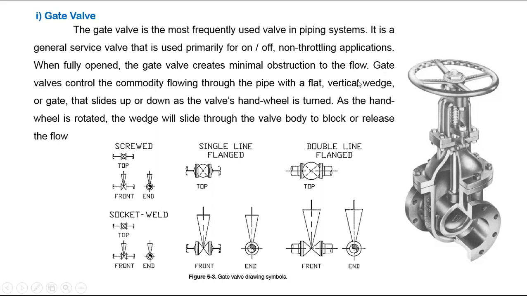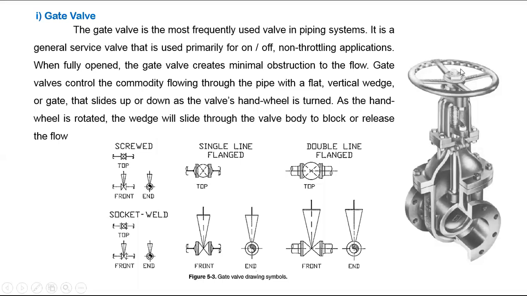Gate valve controls the commodity flow through the pipe with a flat vertical wedge. This is called the wedge or gate that slides up or down as the valve handle is turned. As the handle is rotated, the wedge will slide through the valve body to block or release the flow. So while rotating this gate valve wheel, that gate will go up and down. If it is going in the fully up direction, the water will flow. If you are rotating a slight small amount, the water will go only a little small amount at the bottom.